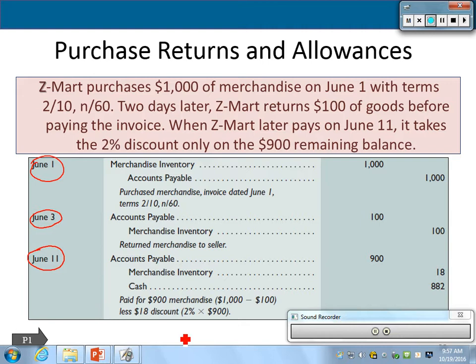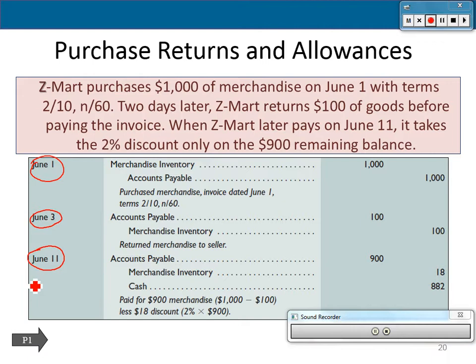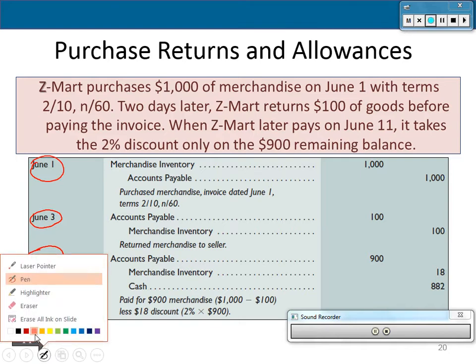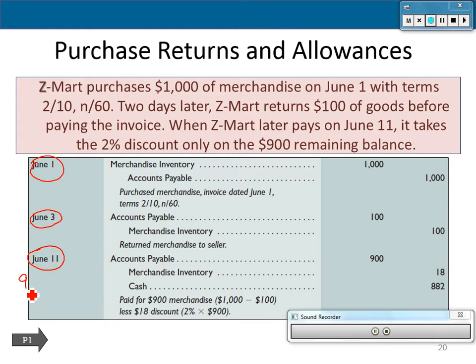So we take the $900 bill and we multiply that by the 2% discount because we're paying it on June 11th, which is within the 10-day period, which gives us the $18 discount. So we debit our accounts payable, or decrease it, by the full $900. We decrease our inventory value by $18. We decrease our cash by $882, which is the $900 owed minus the $18 discount.